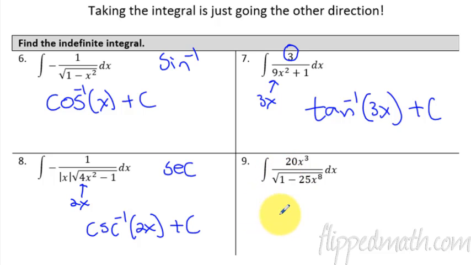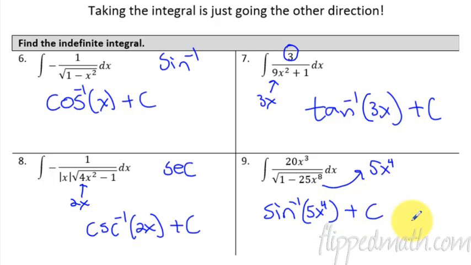All right, square root, 1 in front. Square root with a 1 in front, that's sine. So sine inverse. Now what in the world is the angle going on here? Think about what the square root of this would be. The square root of that term would be 5x to the 4th. And if you took the derivative of the inside, you get the 20x cubed on top. So that is perfect. So this is sine inverse of 5x to the 4th plus c.